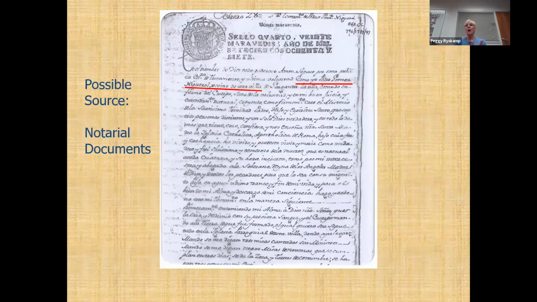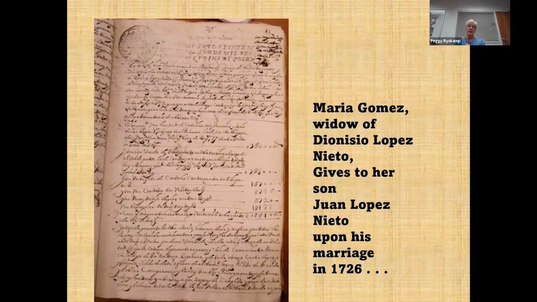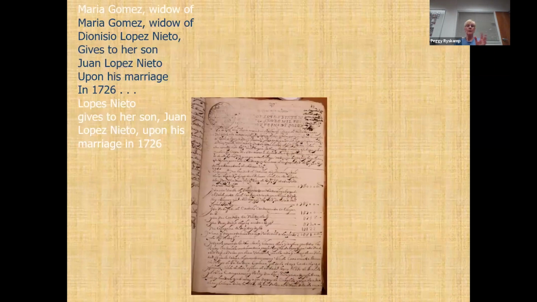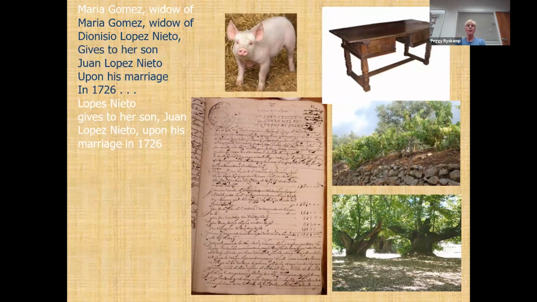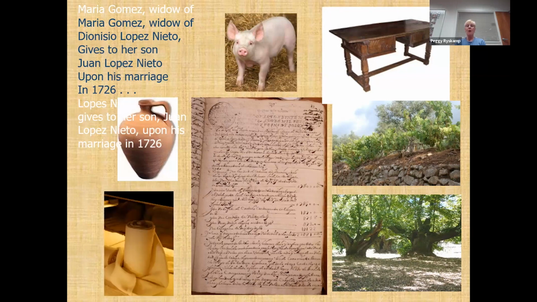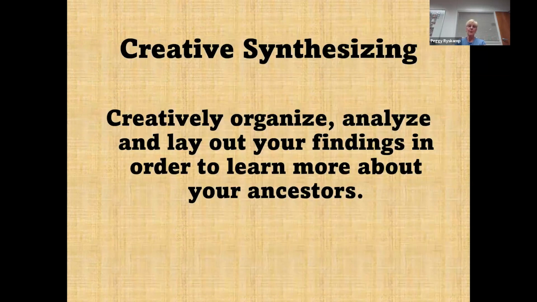Notarial documents, legal documents. We had known this person through parish records, but we never knew his profession until we read about him in his will. Here you have a marriage contract between this woman and her son, this woman saying what she is giving to her son at the time of his marriage. And you can see, as you look at it, all the things that are covered and how very specific it is and what an understanding of life it gives you.